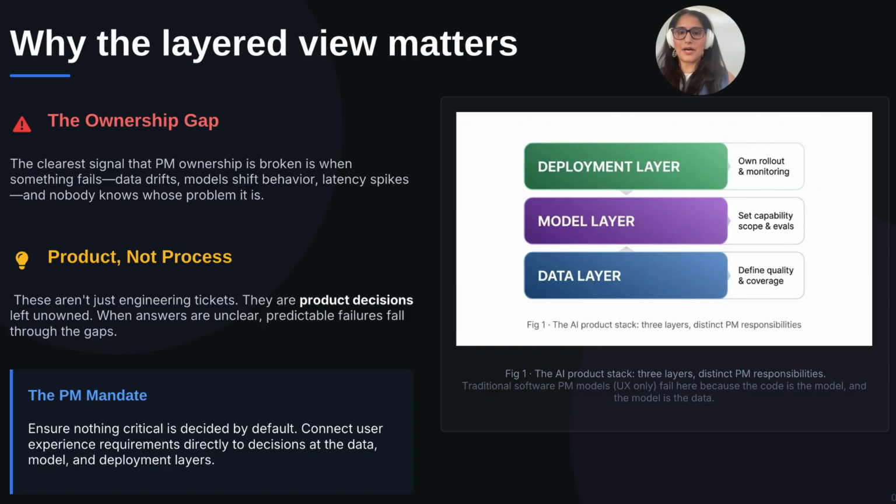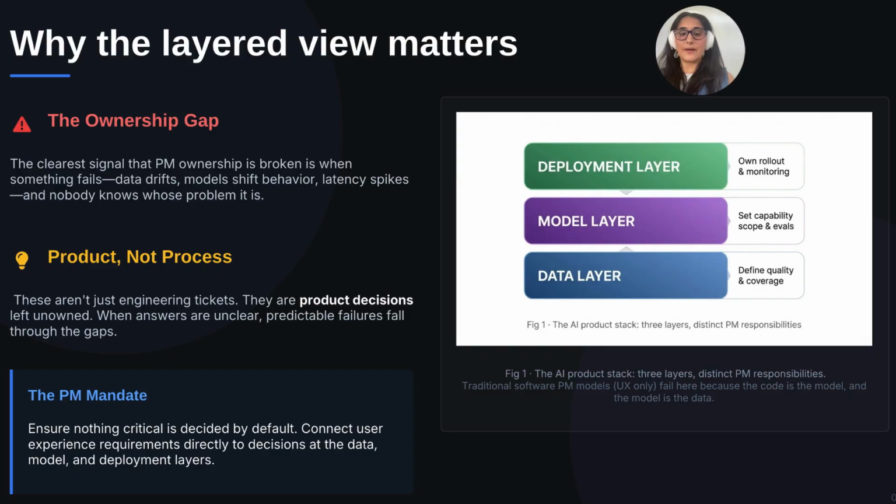So first, we are going to talk a little bit about why this layered view matters. The traditional PM model has clean boundaries. You own the features, you own the roadmap, you own the user experience, and engineering owns the code. The line is fuzzy at the edges, but mostly workable. AI breaks this model completely. Why? In traditional software, the code does what you wrote. In AI, the code is the model, and the model is shaped by training data. Both of those are only useful if the deployment pipeline serves them reliably.